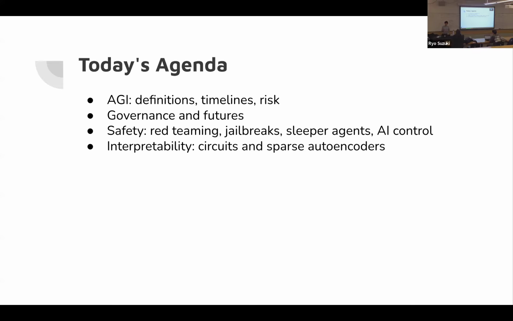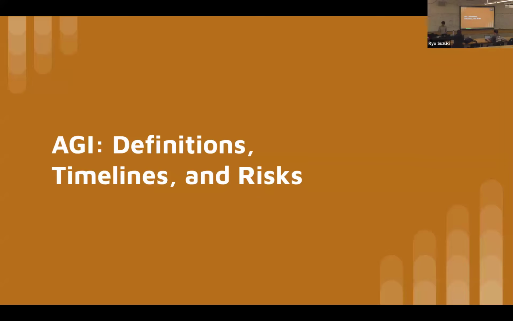So artificial general intelligence has been the goal for years, but now it's kind of being achieved. I'll also cover governance and the future, safety, and interpretability. Let me start with artificial general intelligence: its definition, the timelines, and the risks.